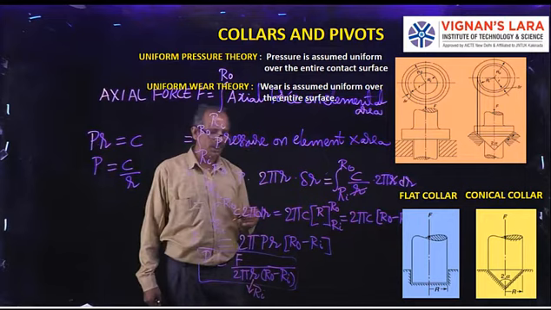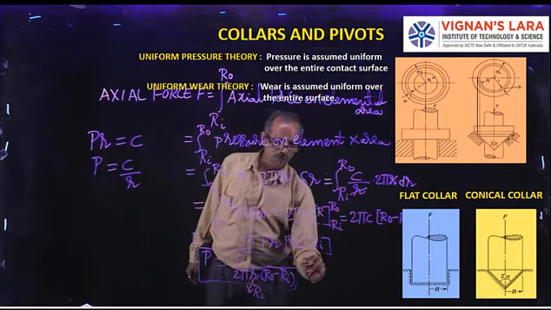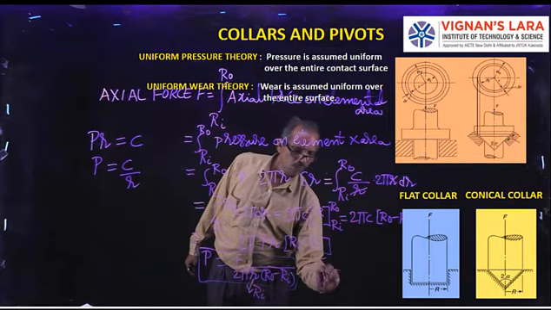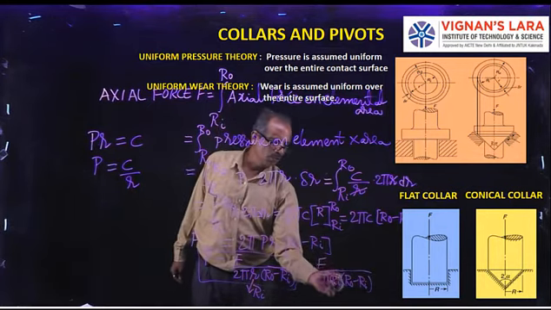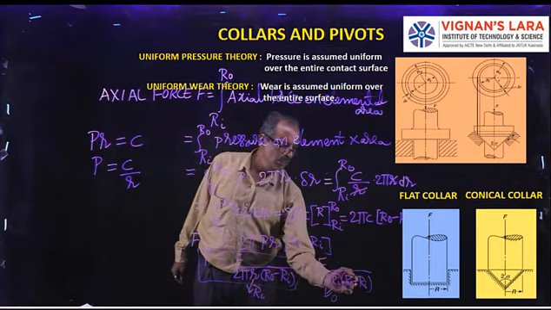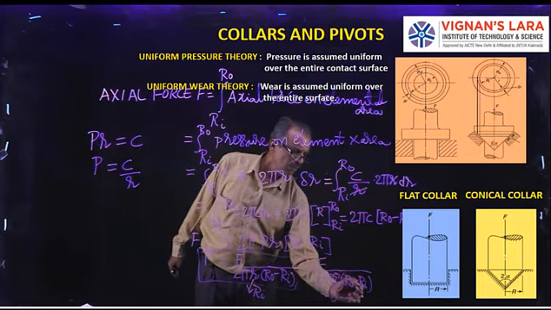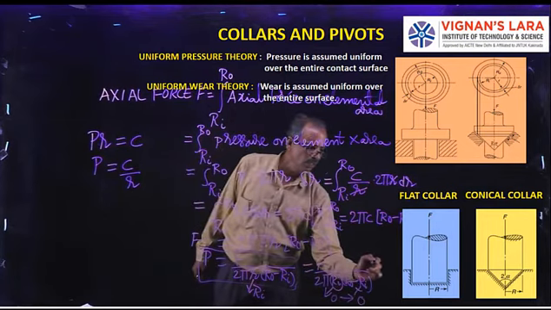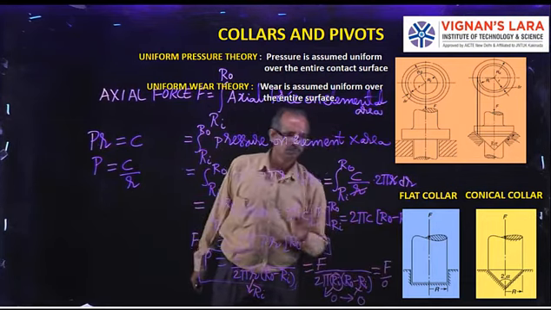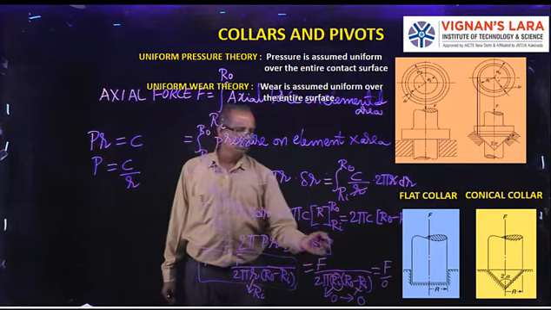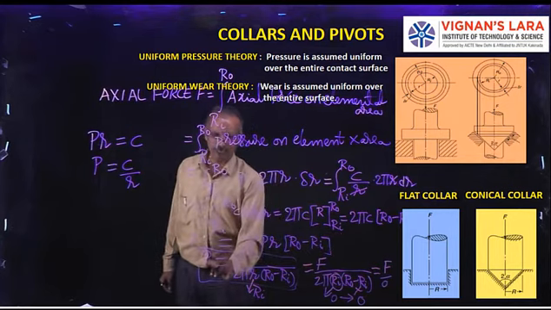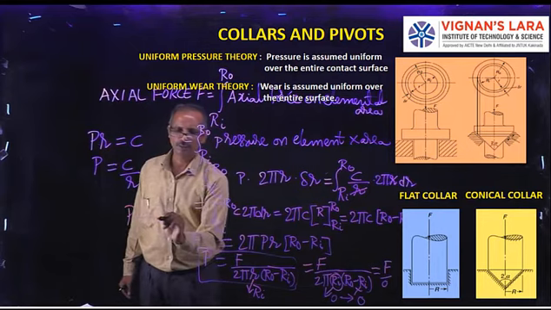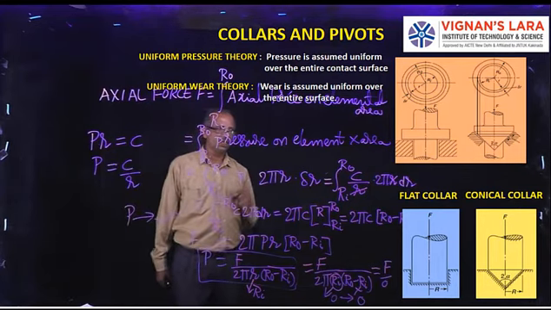My considering point is Ri. So this is F by 2 pi Ri into R0 minus Ri. So this Ri becomes 0, so this is 0 into some value. This is 0, so this is some value by 0. So F by 0 is nothing but infinity. 1 by 0 is infinity. That means P is infinity, which is really not true.